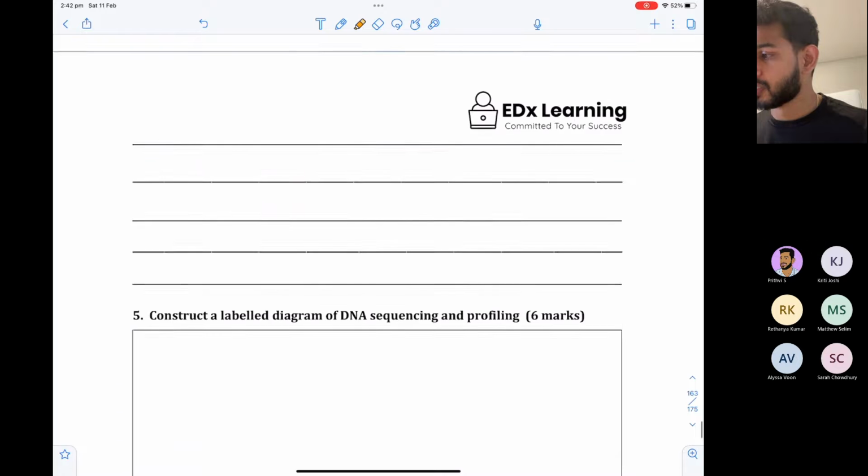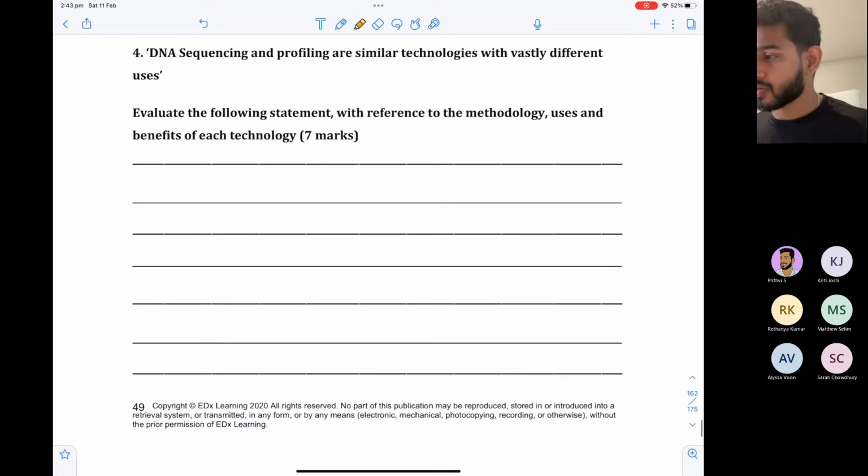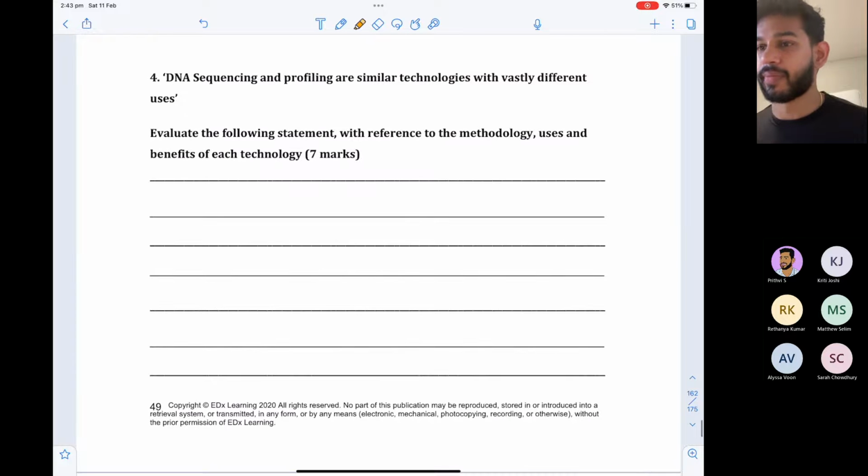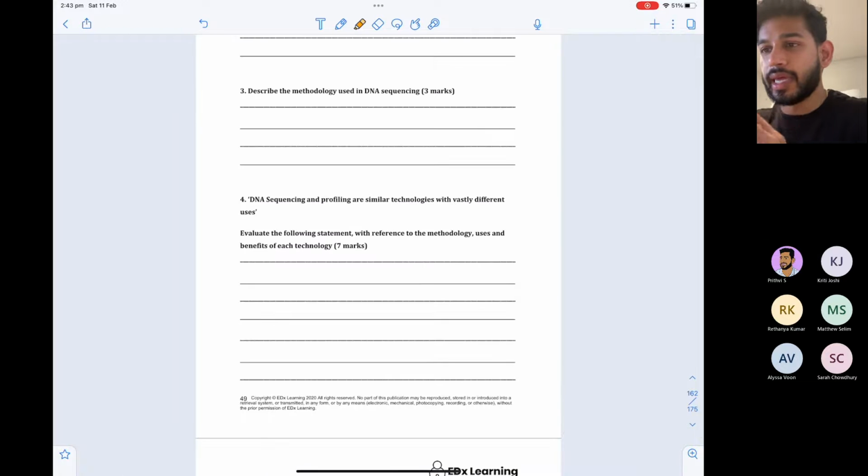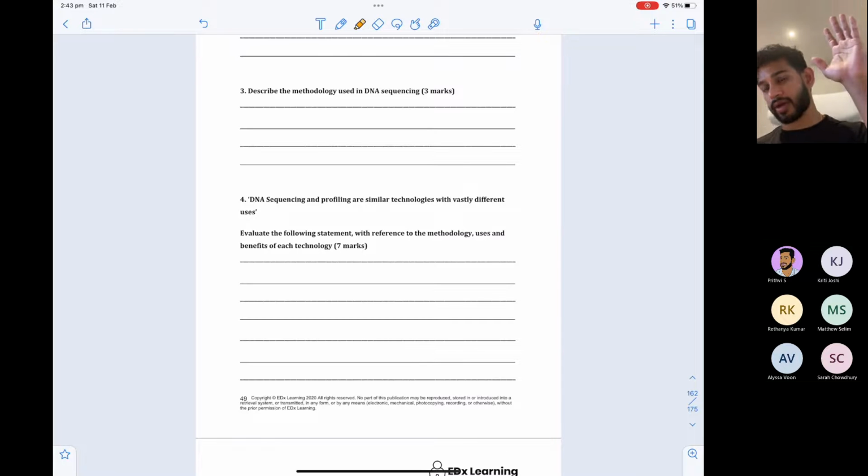Good. All right. Let's talk about DNA sequencing. Now, key thing for DNA sequencing and profiling is you need to know the method and you need to know the differences and similarities. Exam questions love asking that. Differences and similarities of sequencing and profiling. So can you hit your raise hand icon? Who's learned profiling at school?